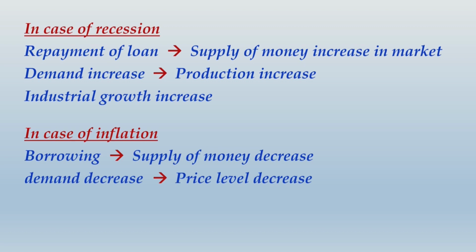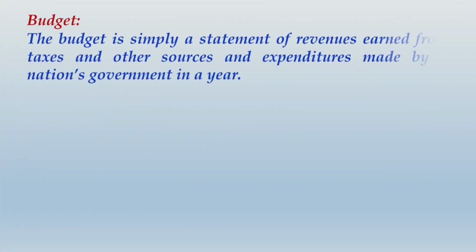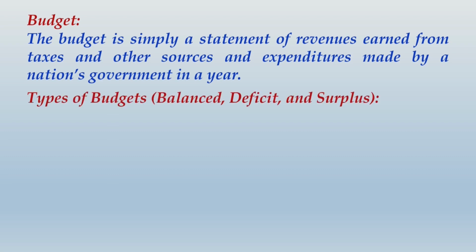Alright friends, once you have finished writing this much, let us move to the last tool, that is government budgets. So when we talk about government budget, budget is simply a statement of revenues earned from taxes and other sources and expenditure made by a nation's government in a year. Now the types of budget could be three types, that is balanced budget, deficit budget and surplus budget.